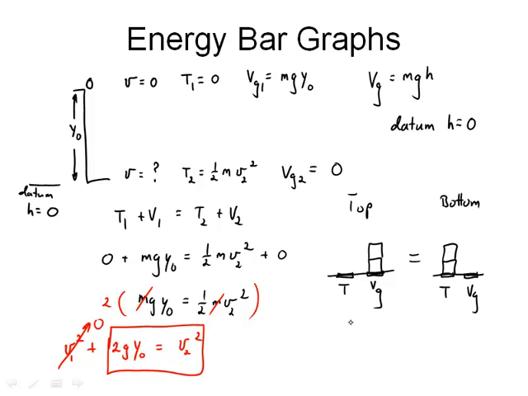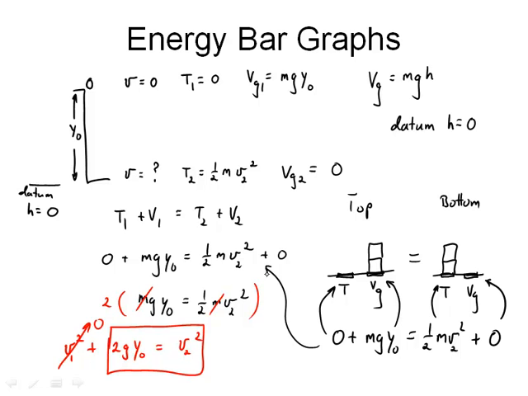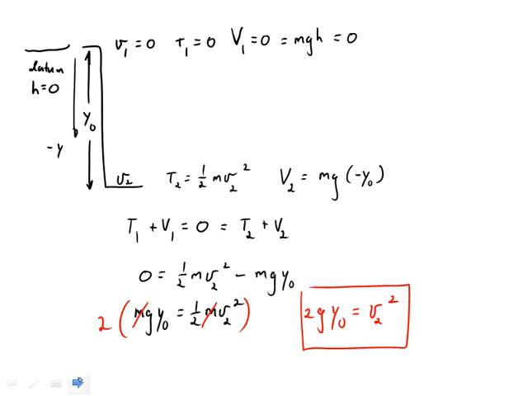And so I can associate now with my energy bar graph an equation. 0 plus mg y naught equals 1/2 m v sub 2 squared plus 0. So what I do is I associate a numerical value or an equation with each of the types of bars that I have with my energy bar graph. And so this equation is, of course, identical to this one right here. But what the energy bar graphs do is they give you a visual interpretation of what's going on with energy conservation.